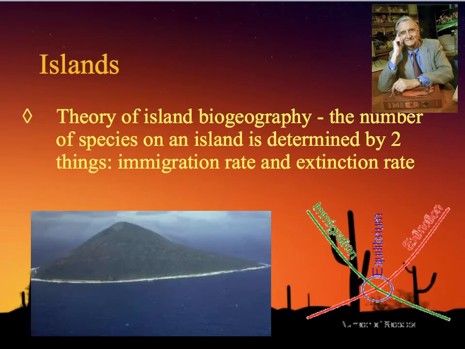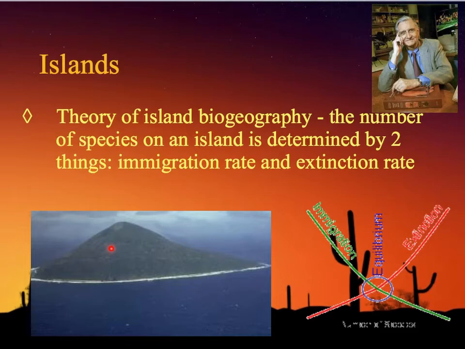All right, then there's also islands, and islands come into play when we're talking about biodiversity because there's this theory of island biogeography. And up here, this is Edward O. Wilson. We've read some of his books. This is actually what I did my thesis on in college. The number of species on an island is determined by two things, right? The immigration rate, the number of things coming onto that island, and the extinction rate.